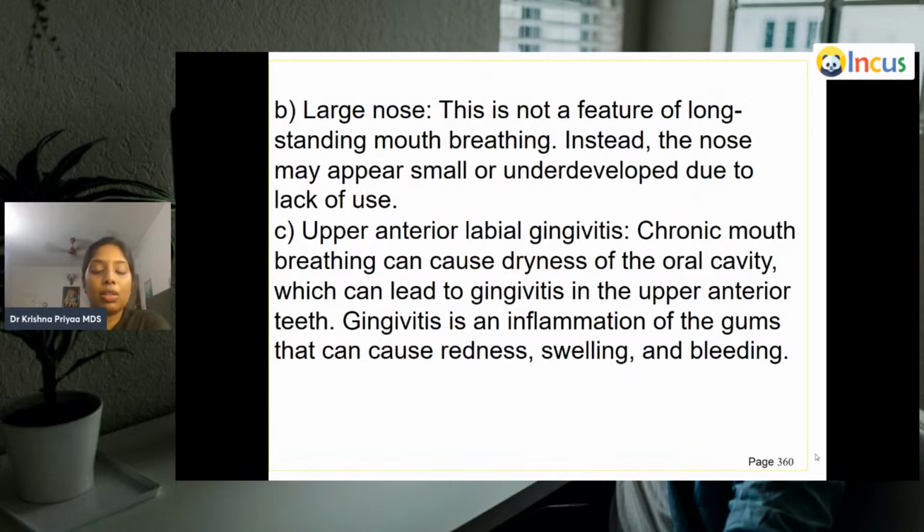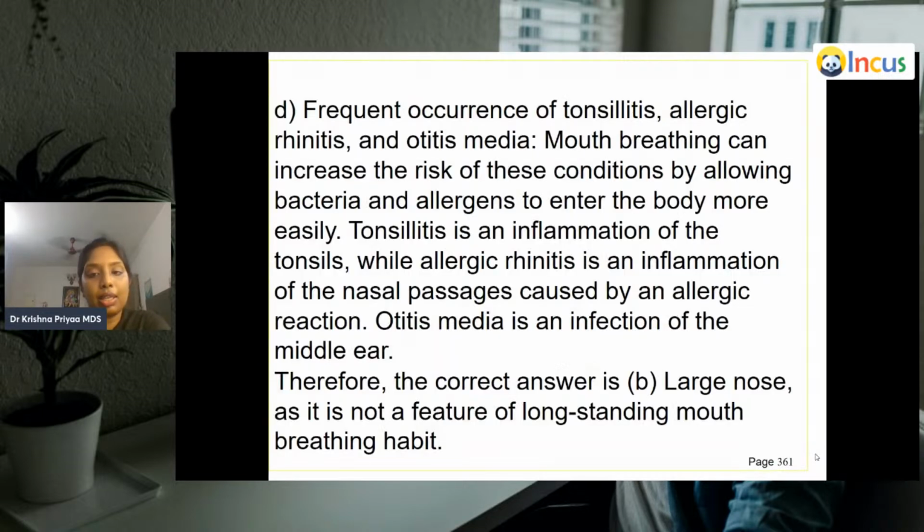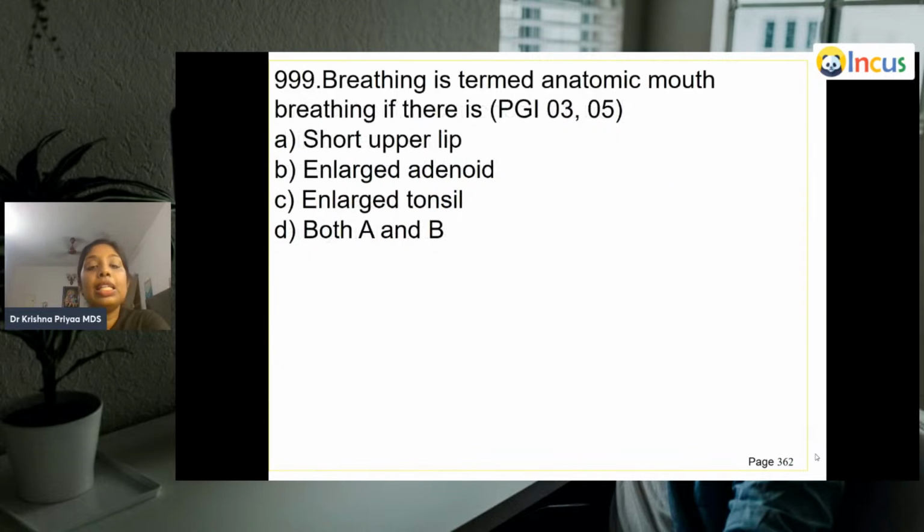Chronic mouth breathing can cause dryness of the oral cavity, which may lead to gingivitis. And the frequent occurrence is because of the inflammation of the tonsil and infection of the middle ear. So breathing is termed anatomic mouth breathing if there is short upper lip, enlarged adenoid, enlarged tonsil, and both A and B. So here the key word is anatomic mouth breathing. So breathing is termed as anatomic because only when there is an anatomic body part associated with it, that is short upper lip.